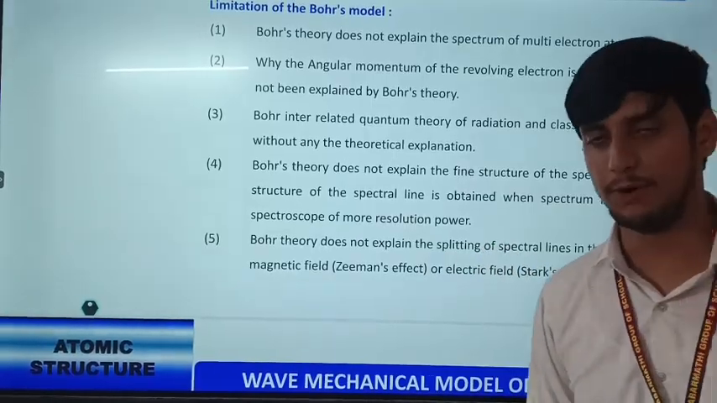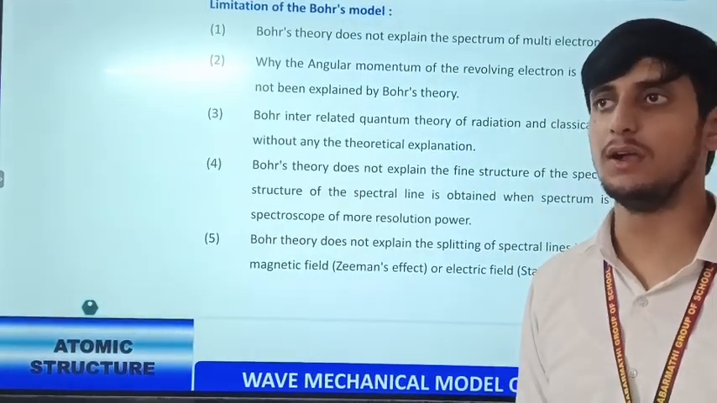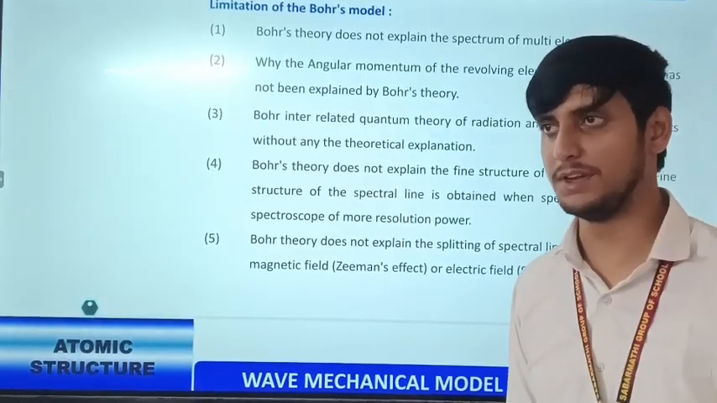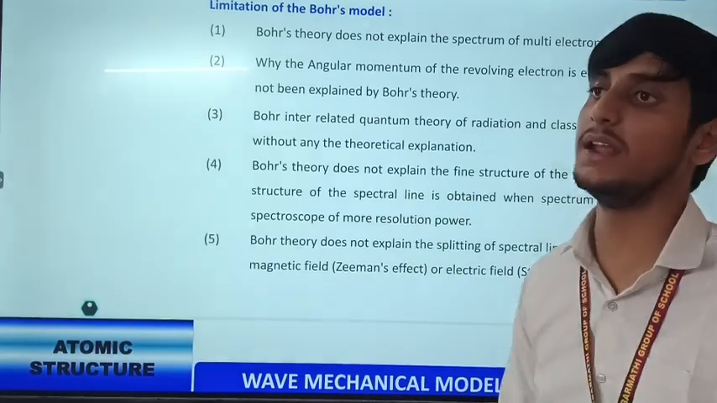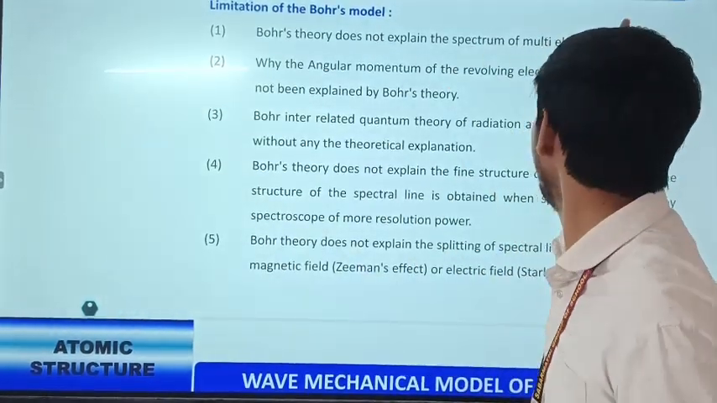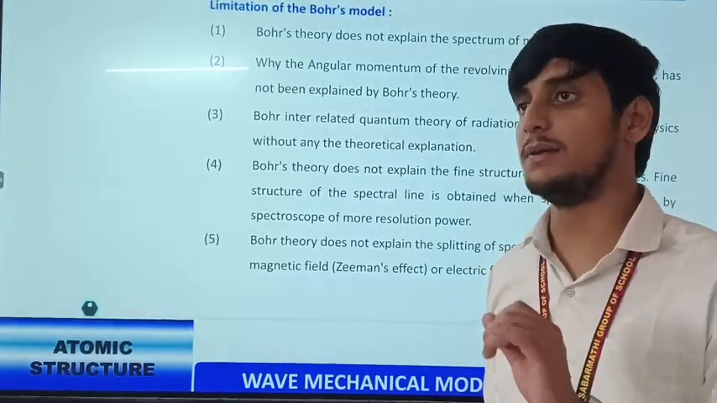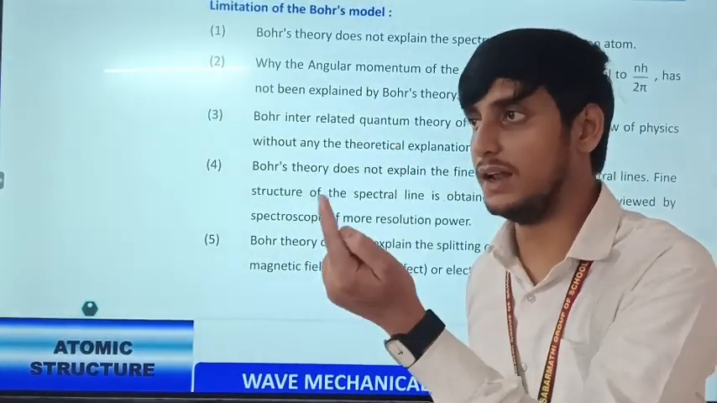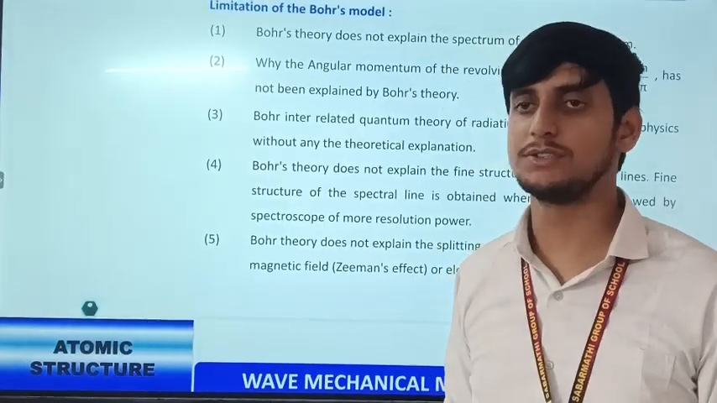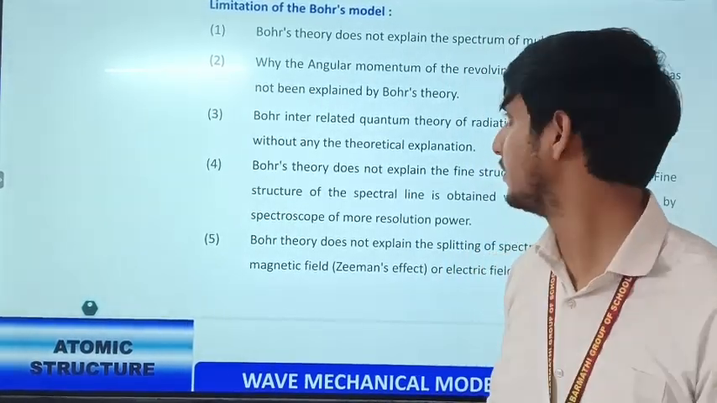Limitations of the Bohr model. Some points we couldn't explain; those become limitations. Bohr's model does not explain the spectrum of multi-electron atoms. He couldn't explain multi-electron species. Bohr only explained single electron species, right? Means atoms which contain one electron. He explained only for that.